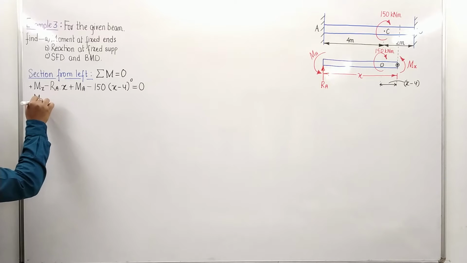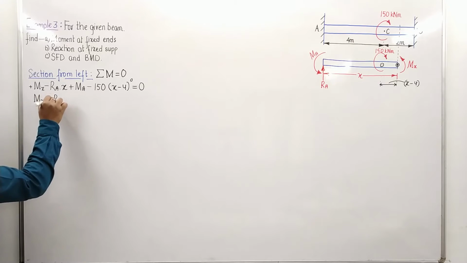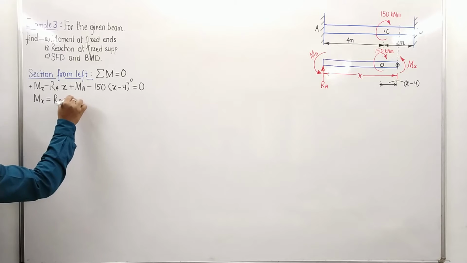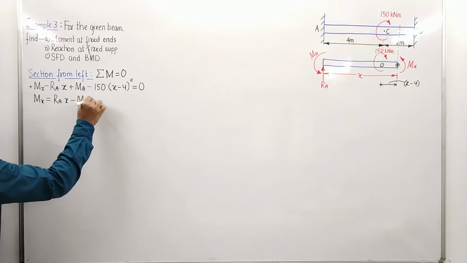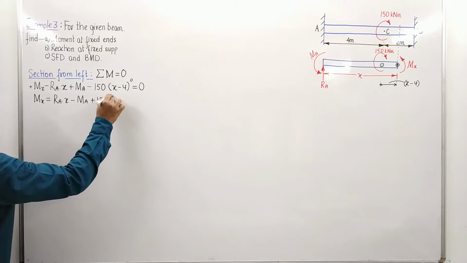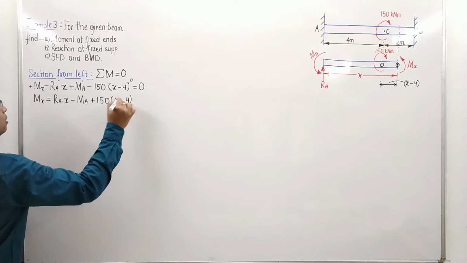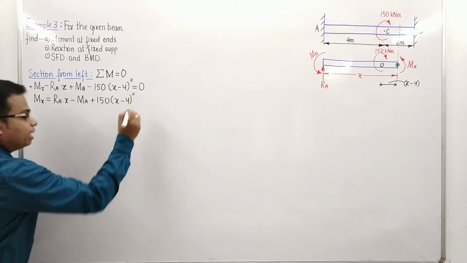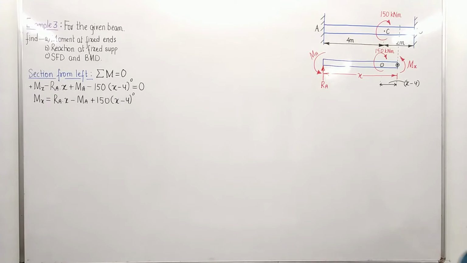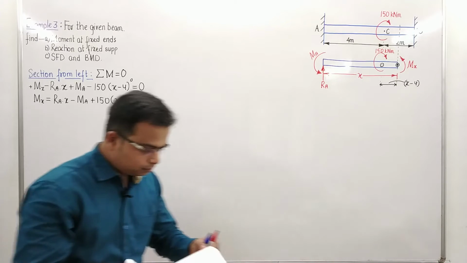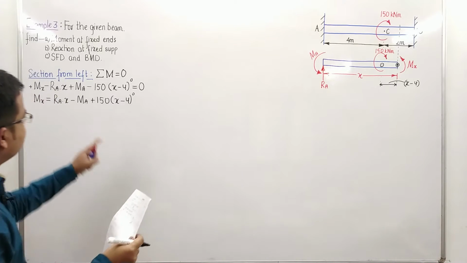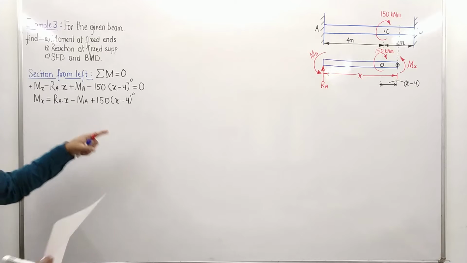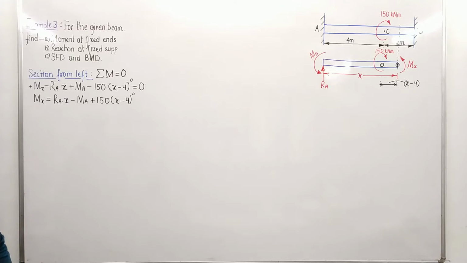and let's have the final equation. Mx is going to be equal to Ra times of x minus Ma plus 150 times x minus 4, and that's it, to the power 0. And let me check whether this equation is correct or not. Where are my notes? Mx is equal to Ra x minus Ma plus 150 times x minus 4 whole to the power 0. Absolutely correct.